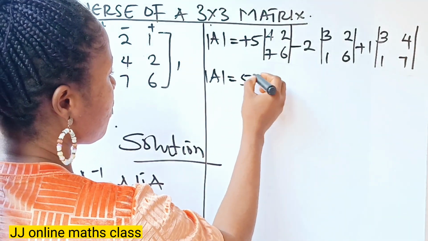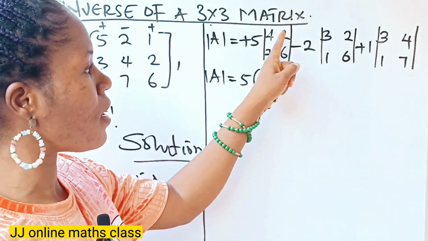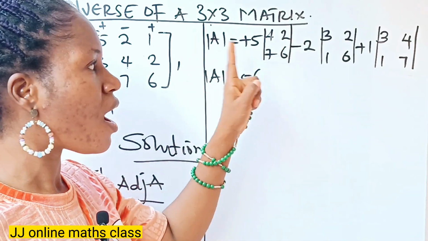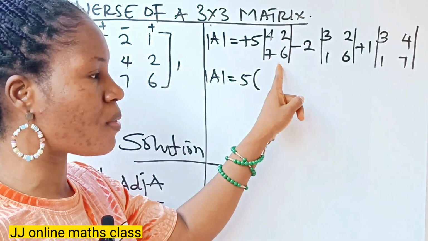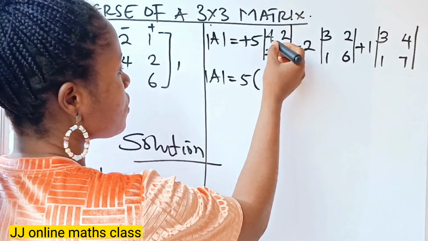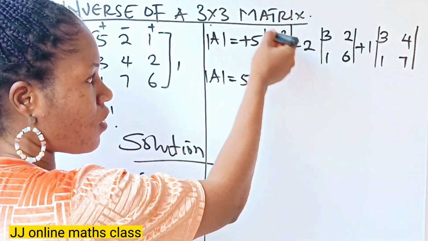Now we go ahead and solve the determinant of A. It's going to be 5. For you to get the determinant of this 2 by 2 matrix, I've also explained how to find the determinant of a 2 by 2 matrix. Check it also in this channel. So we are going to concentrate on the leading diagonal. This 4 and 6 forms our leading diagonal.